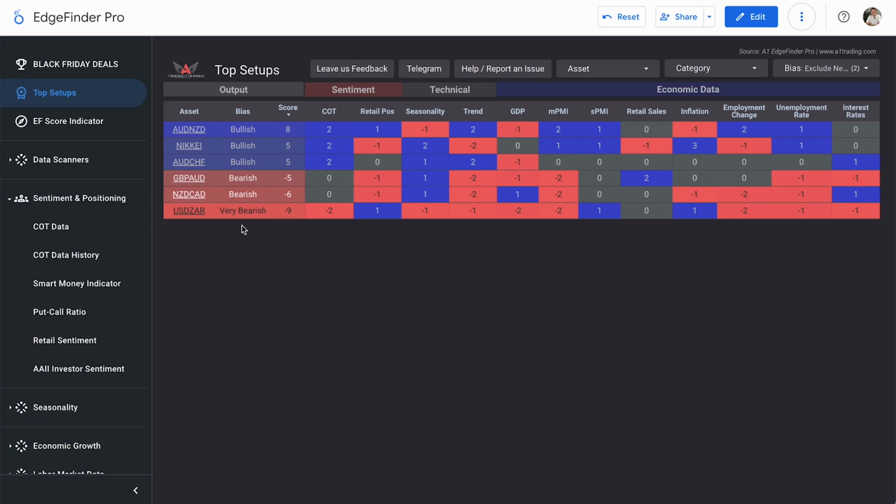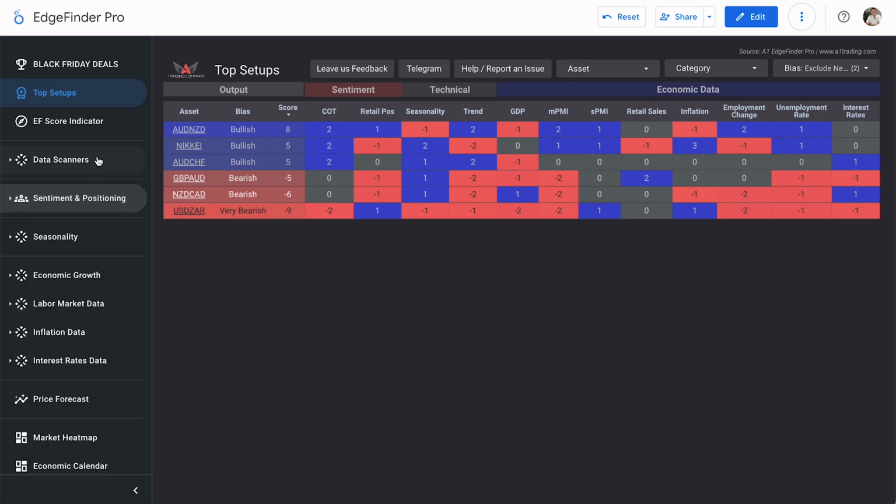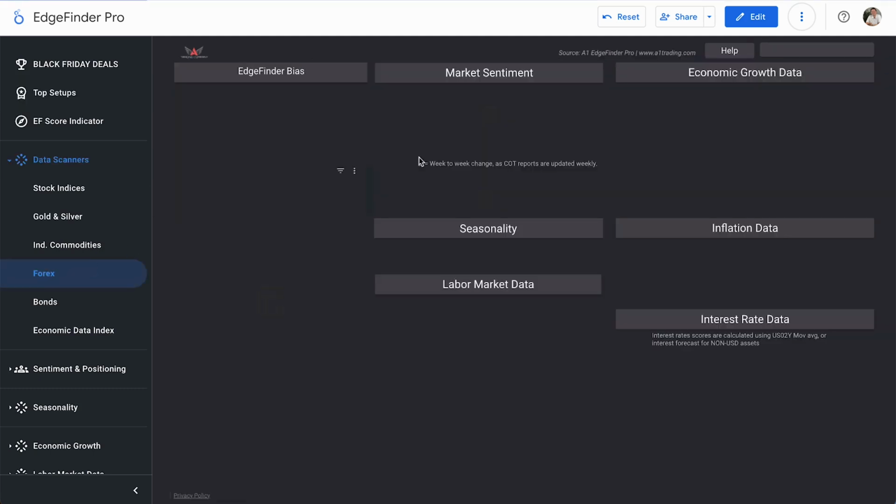So typically I start off with the bullish biases, but since we have a very bearish bias today, why don't we start with USD ZAR? So I'm going to go into data scanners here, Forex.